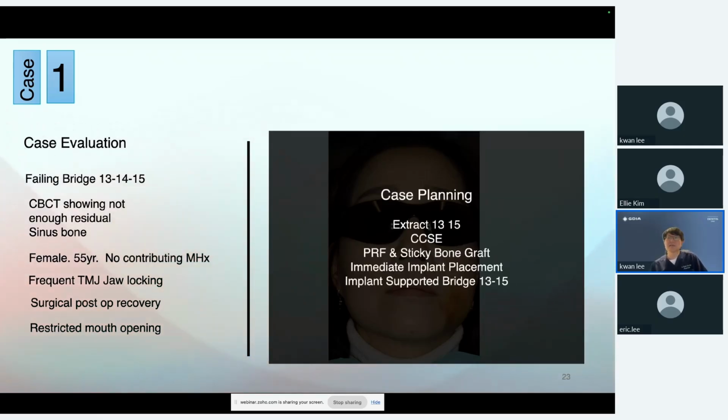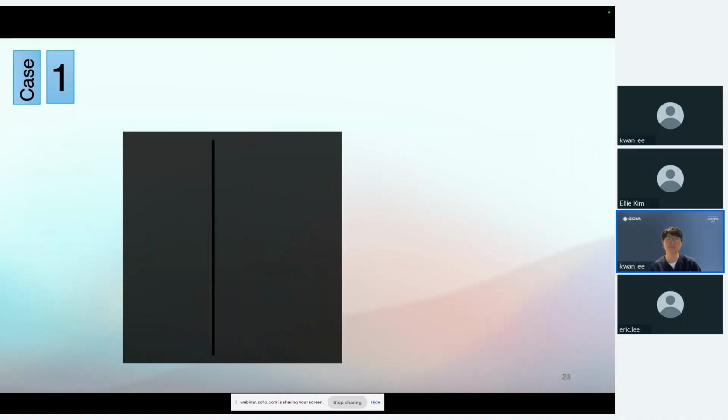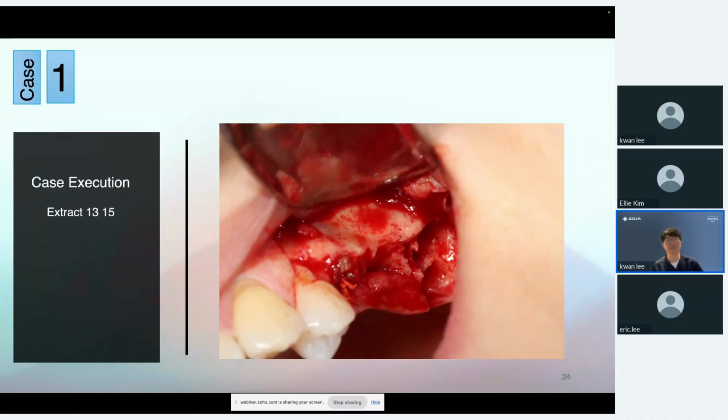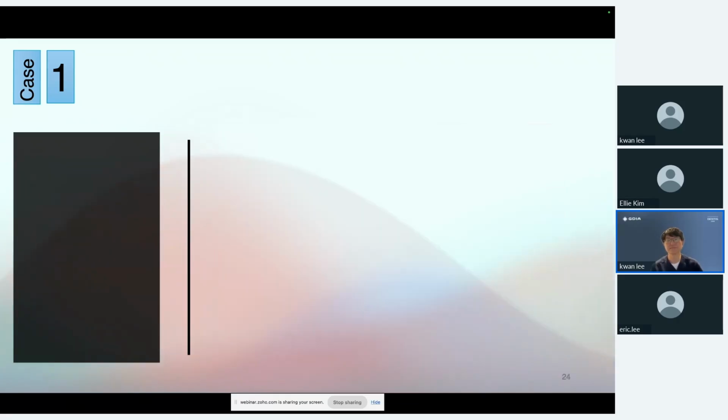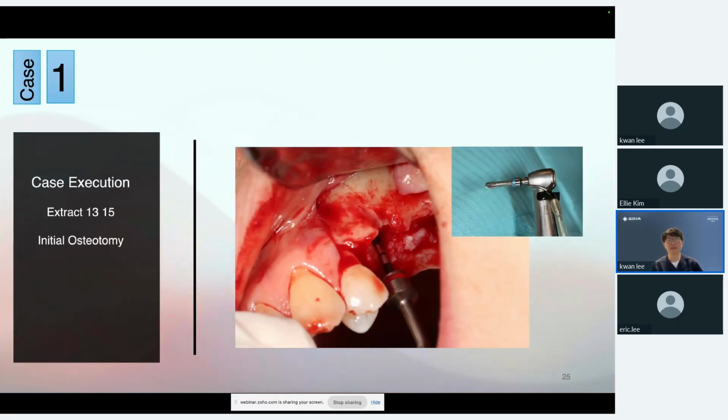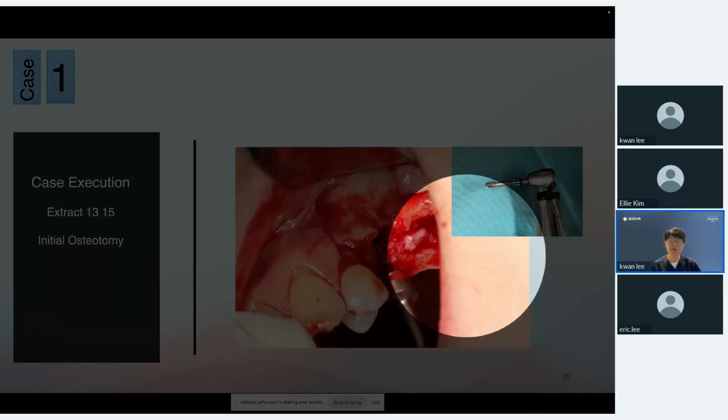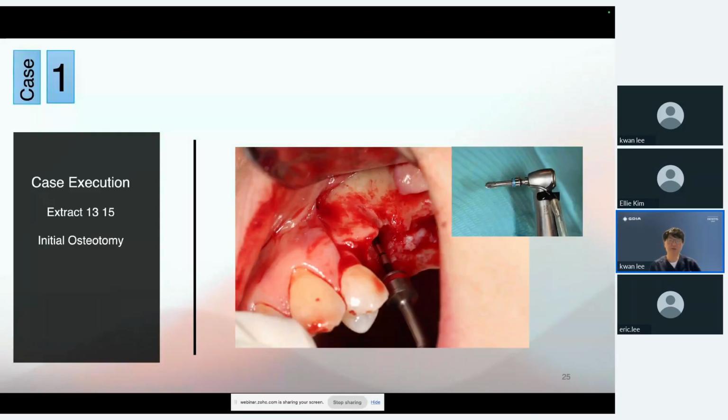So the case plan is extracting numbers 13 and 15, closed chamber sinus elevation, bone grafting, PRF, and immediate implant placement, and then the future prosthesis would be 13 to 14, 15, implant bridges. This is the photo of the extractions of numbers 13 and 15. Once you get the initial extraction site, you sound the extraction site using the special drill and reamers. I'm going to show you the video of that later, but this one is just a photo right now. You access the sinus floor.